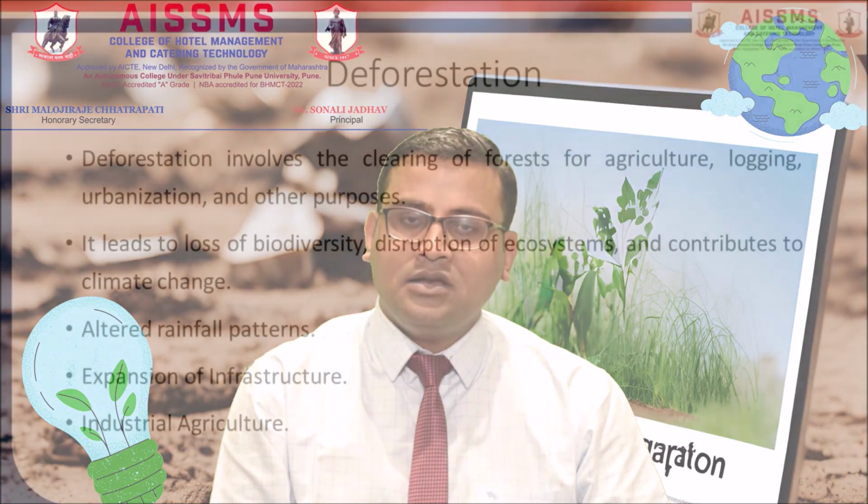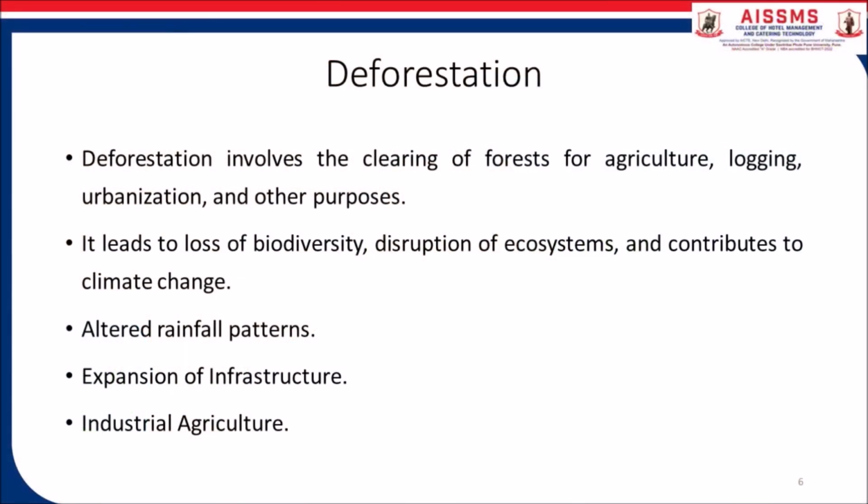The first and foremost reason for environmental degradation is deforestation. Let us go through the definition of deforestation. Deforestation, in simple layman's terms, involves the clearing of forest for agriculture, logging, urbanization, and other purposes. It leads to loss of biodiversity, disruption of ecosystems, and contributes to climate change.